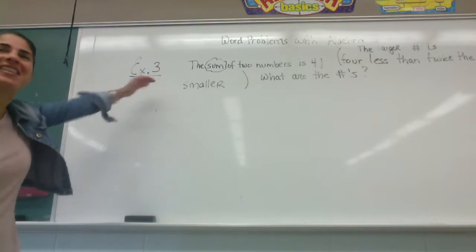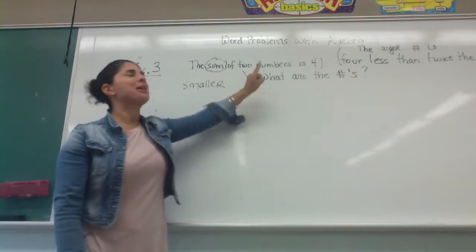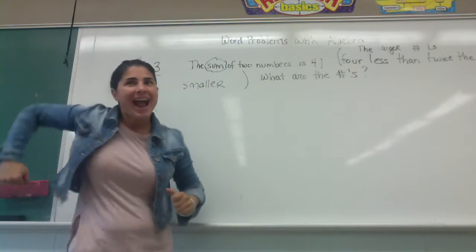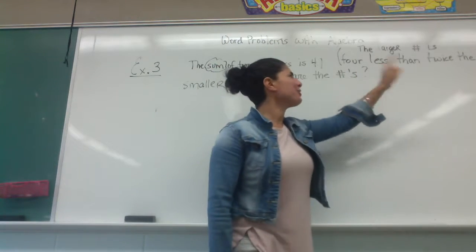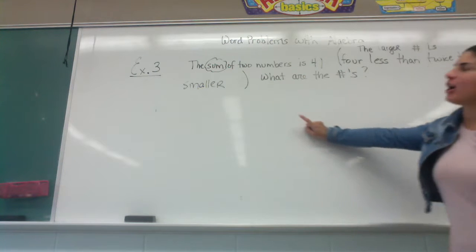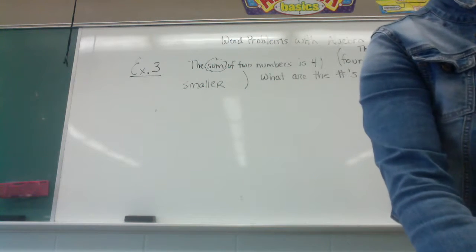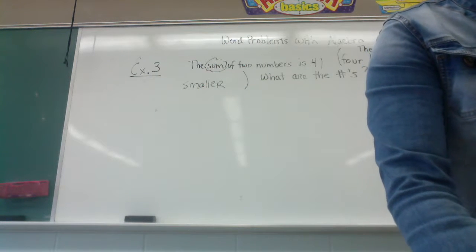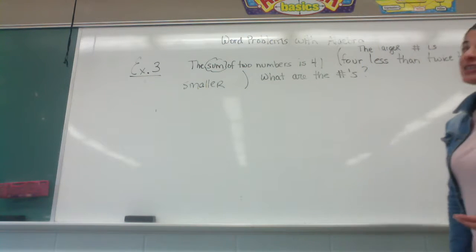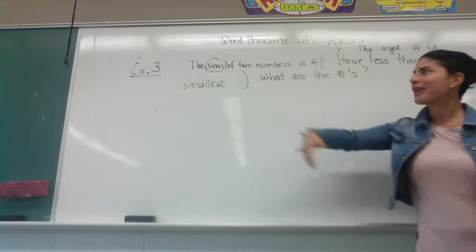Question number 3. The sum of 2 numbers is 41. The larger number is 4 less than twice the smaller number, or just the smaller one. What are the numbers? So, can you figure this out? First, we have to find, guess what? The comparative sentence. It's not the first sentence in this case, it's the second. I feel like Donna White.